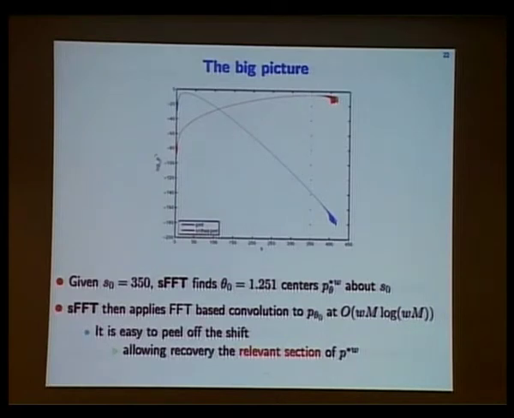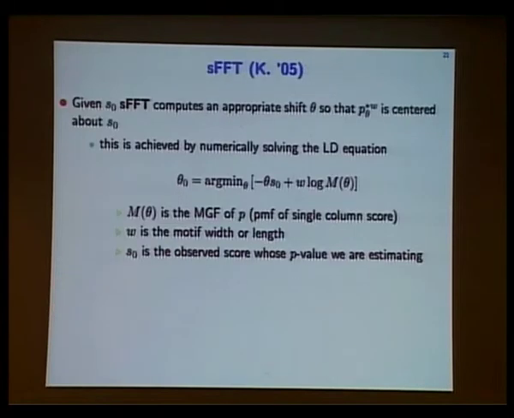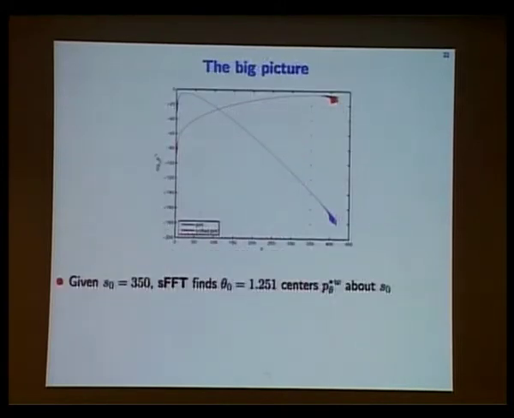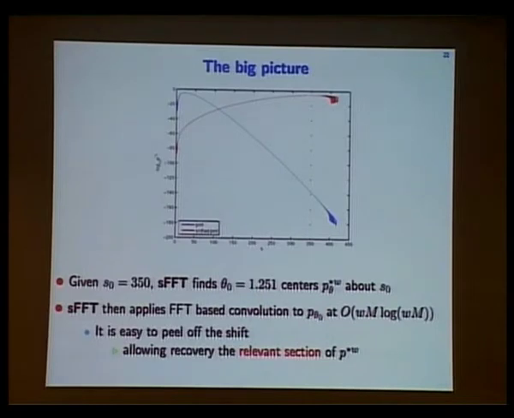Okay? So I compute this theta naught by solving this equation. I apply this exponential shift. I do fast Fourier transform based convolution. Get the red curve. I don't really get the entire red curve. I just get this part of the red curve, but that's enough because that's the part I'm interested in. And then I just need to shift it back. And the reason all this works well is because this exponential shift and convolution commute with one another. The two operators can commute. So you can take one, then the other, or the other way around. So that's the reason all this works.